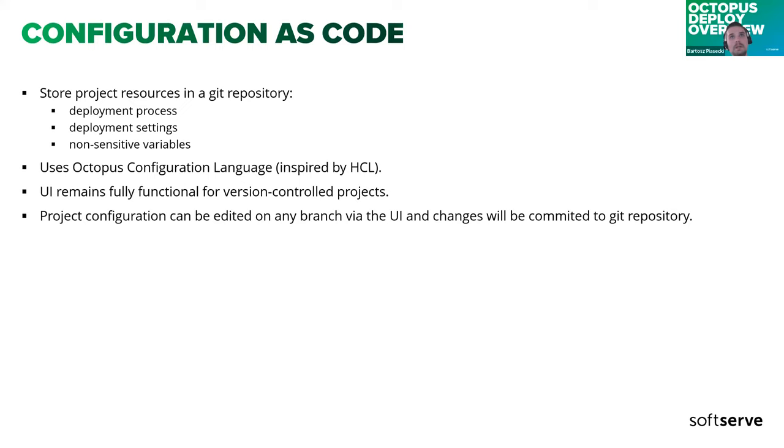So this is the last theoretical slide. I just wanted to share with you that Octopus can be configured in code. As you probably know, maybe some of you know Jenkins, you can use Jenkinsfiles that provide some steps, some scripts that are used in Jenkins pipelines. The same concept is applied here in Octopus. So you can store your project resources in a Git repository. You can have a deployment process, so the list of steps, and your deployment settings and non-sensitive variables also saved in your Git repository.